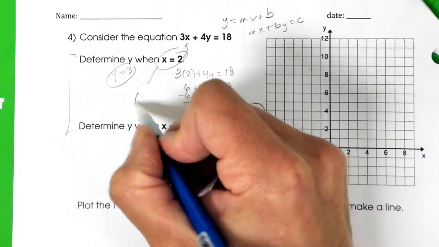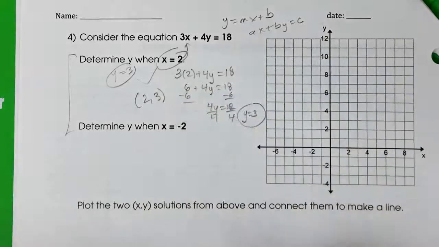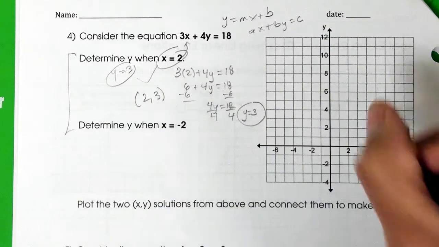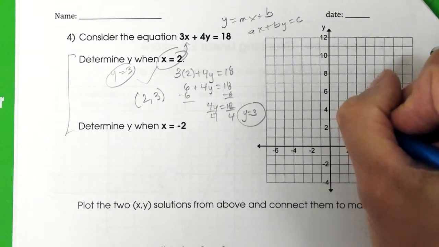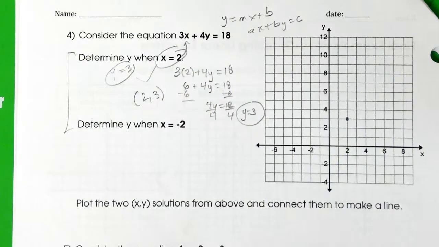If we put those together as an ordered pair, when x is 2, y is 3, we will get a point that we know belongs on the graph of that line.